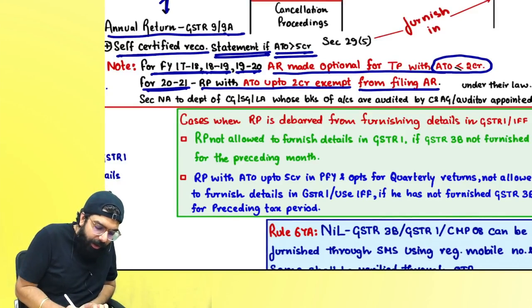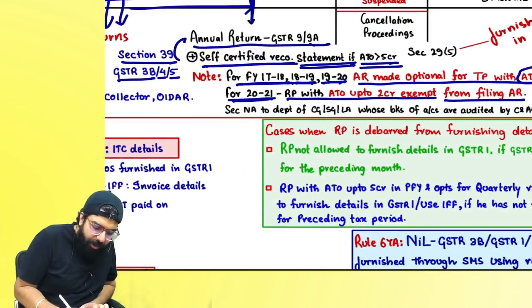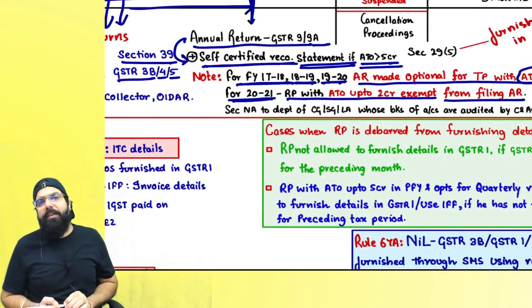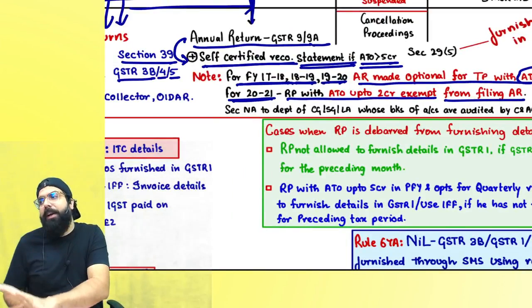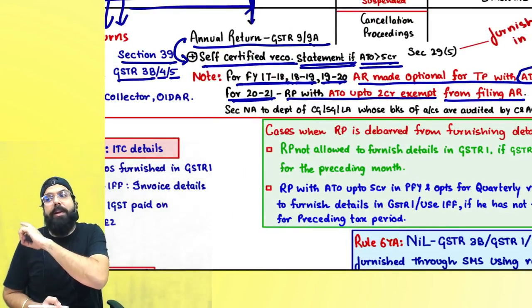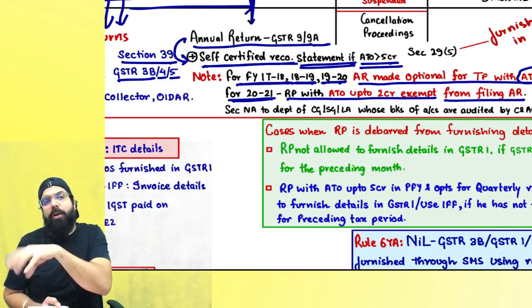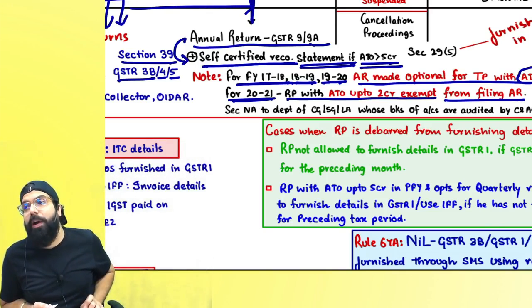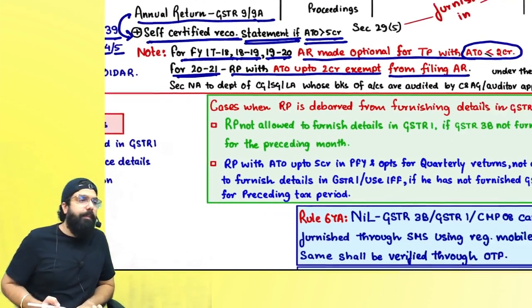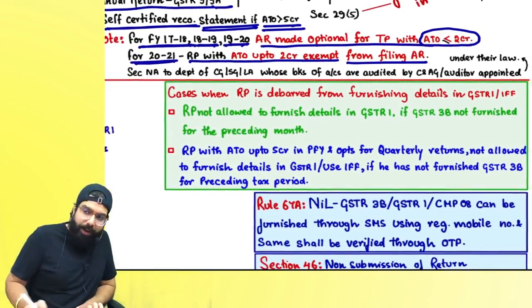Then sir, along with the annual return, you have to give a self-certified reconciliation statement, because the audit requirement from a chartered accountant has been deleted under section number 35(5), where it was told that you have to get your audit done if your turnover exceeds 2 crore. That audit requirement is done away with, and hence now you have to furnish one self-certified reconciliation statement only if your turnover is greater than 5 crore rupees.